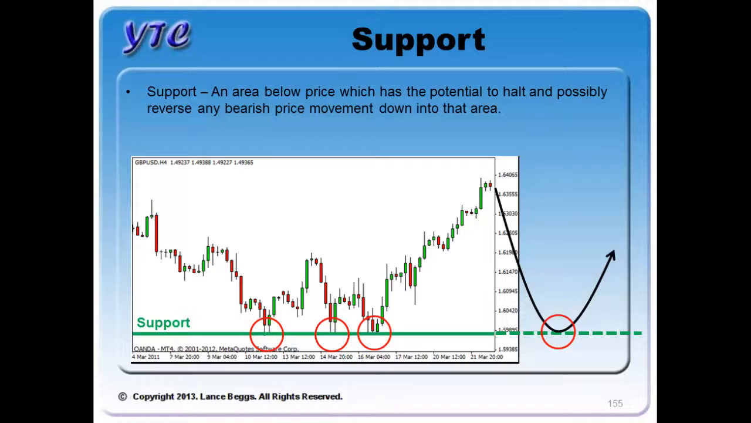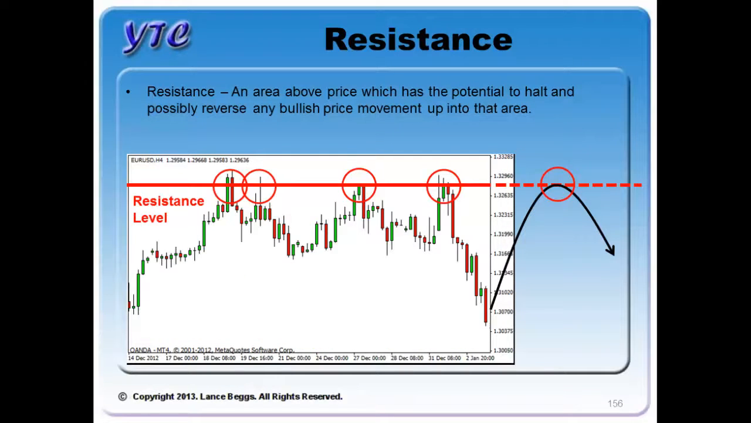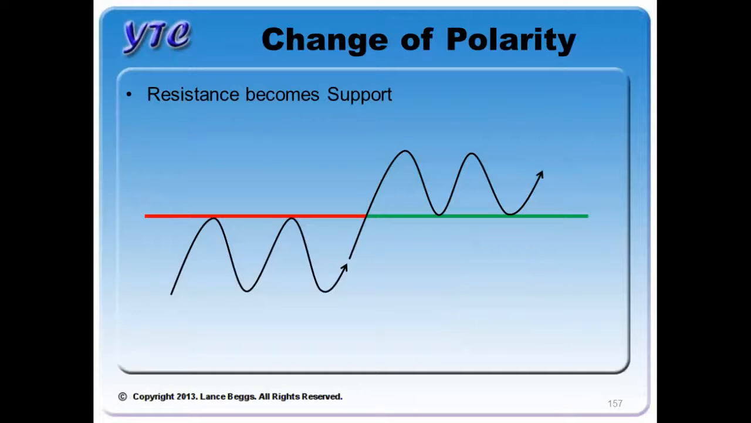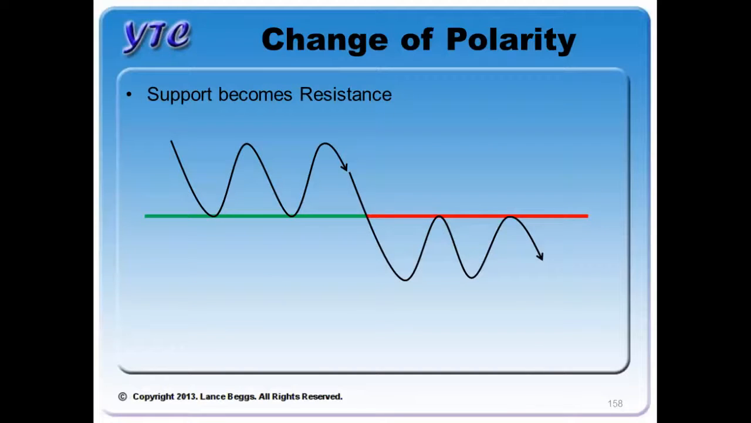We started by defining support as an area below price which has the potential to halt and possibly reverse any bearish price movement down into that area. And resistance as an area above price which has the potential to halt and possibly reverse any bullish price movement up into that area. We discussed the concept of a change of polarity. First, resistance when broken becomes potential support, and support when broken becomes potential resistance.